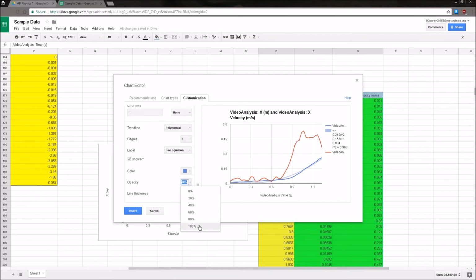So I like to have a not 100%, 80% line, so you can just tell that it's not the real thing, whereas the real thing is 100% opacity. And also I like to make it a little thinner.